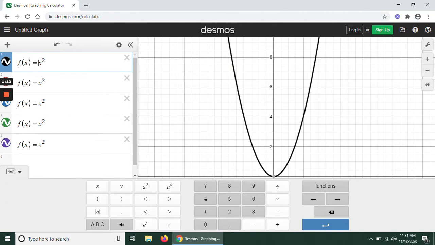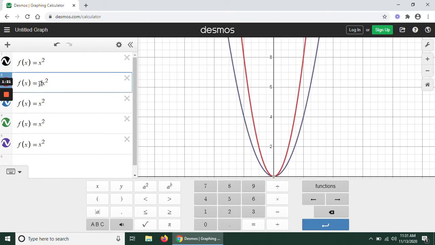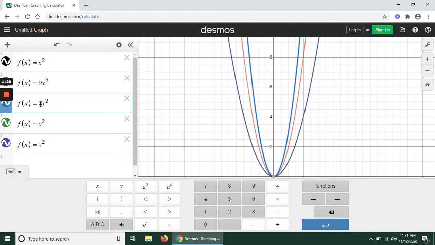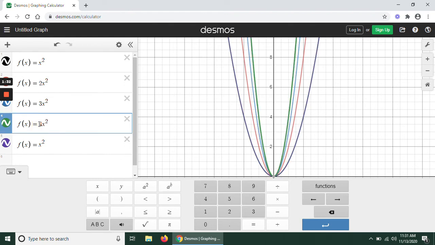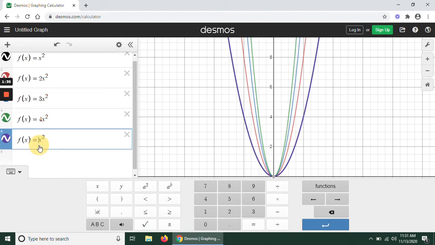This is our parent function, the one at the top. I'm going to type a 2 here, a 3 here, a 4 here, and a 5 here. Now notice what I've done.